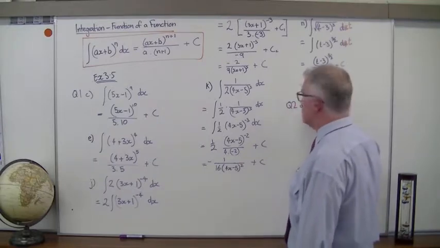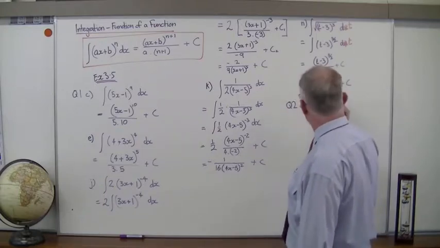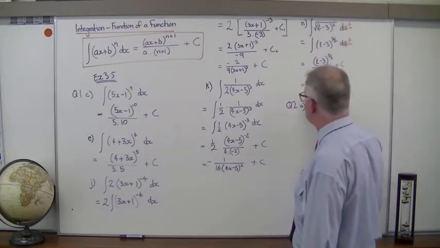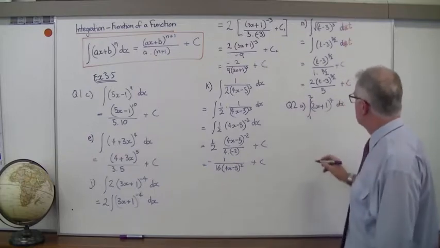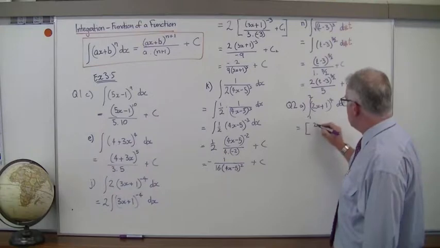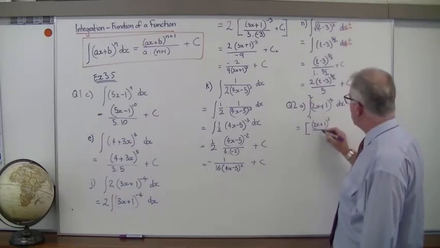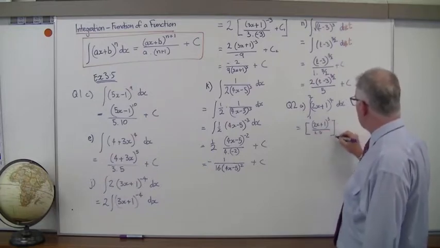2a has the integral of 2x plus 1 all to the power of 4, and the limits of integration are from 1 to 2, and this is all with respect to x. Follow the pattern. We're going to end up with 2x plus 1 to the power of 5 all over 2 times 5, and the limits are from 1 to 2.